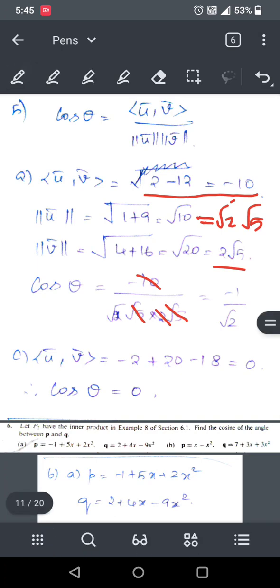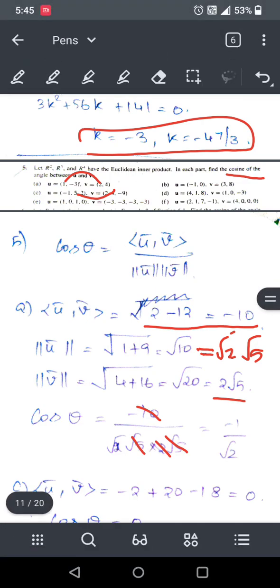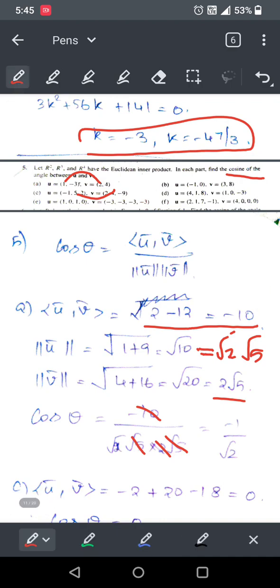For the second sum, we do have u and v. 3 into minus 1 is minus 3, 8 into 0 is 0. So when you take the inner product for these two vectors, the inner product itself is 0. So obviously we can conclude that the value for cos theta is 0.